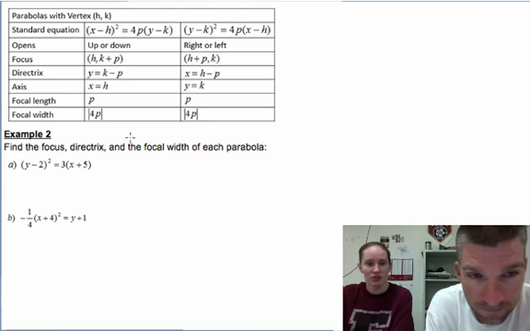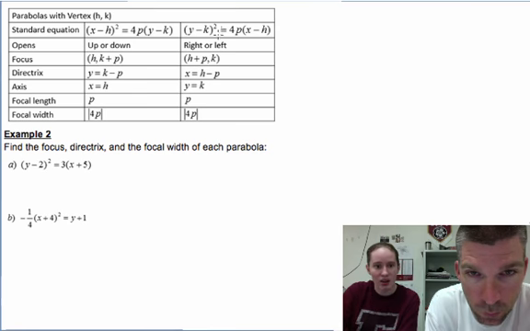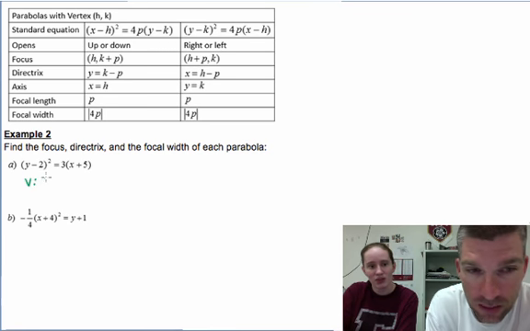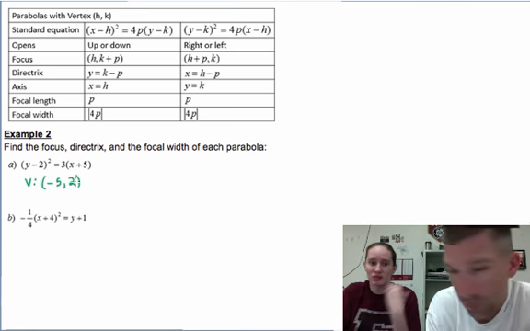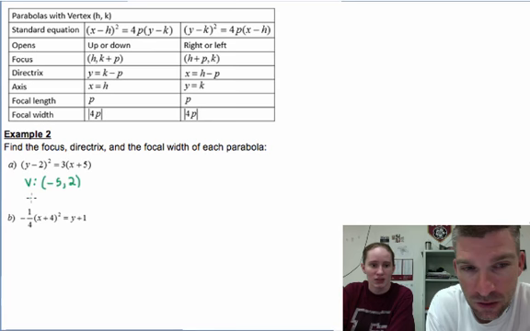Okay, let's dig in. So find the focus, direction, and focal width of each parabola. So this is the second column, because we're squaring the y. So the focus, well, do we need to find the vertex? We should probably find the vertex. That's going to be helpful. The vertex is going to be negative 5, 2, because the x part goes in with the x, and the y part goes in with the y. That should be familiar to what we've done. We've done this 1,000 times. So if you've honestly worked your homework, that shouldn't be a problem.